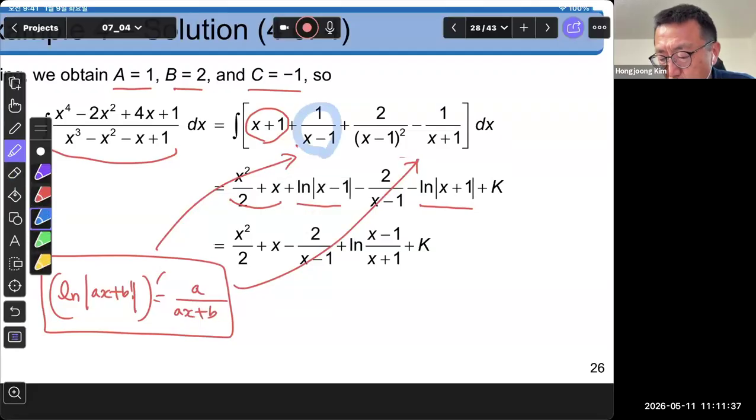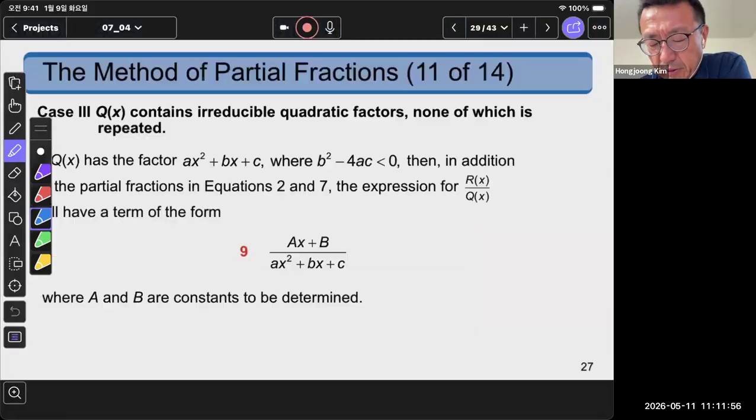So 1 over x minus 1 or 1 over x plus 1, for these two types, what I need is only this one, right? So case 1 and case 2 will be quite simple. The problem becomes a little bit complicated when the denominator q contains an irreducible quadratic factor.